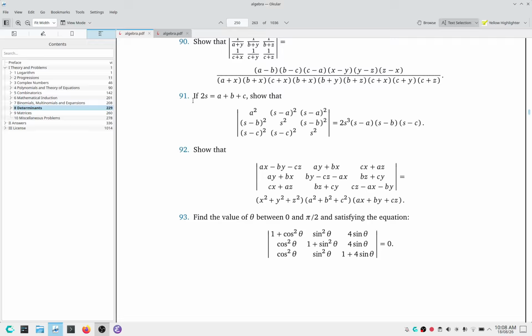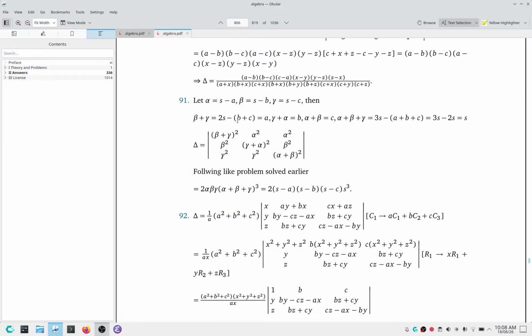So without further ado, let's get started. Question 91 says that if 2s is equal to a plus b plus c, show that the determinant which we have, a square, s minus a whole square, s minus b whole square, s minus b whole square, s square, s minus b whole square, s minus c whole square, s minus c whole square, s square, is equal to 2s cubed times s minus a times s minus b times s minus c.